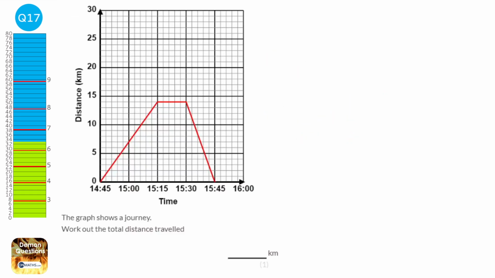So the distance initially travelled is going to be 14 kilometers for this stint here. And then we have a bit of a rest. A horizontal line on a distance time graph is essentially stopped. But then here we start up again to go home. And so that's another 14 kilometers travelled. So in total, there has been 28 kilometers travelled.